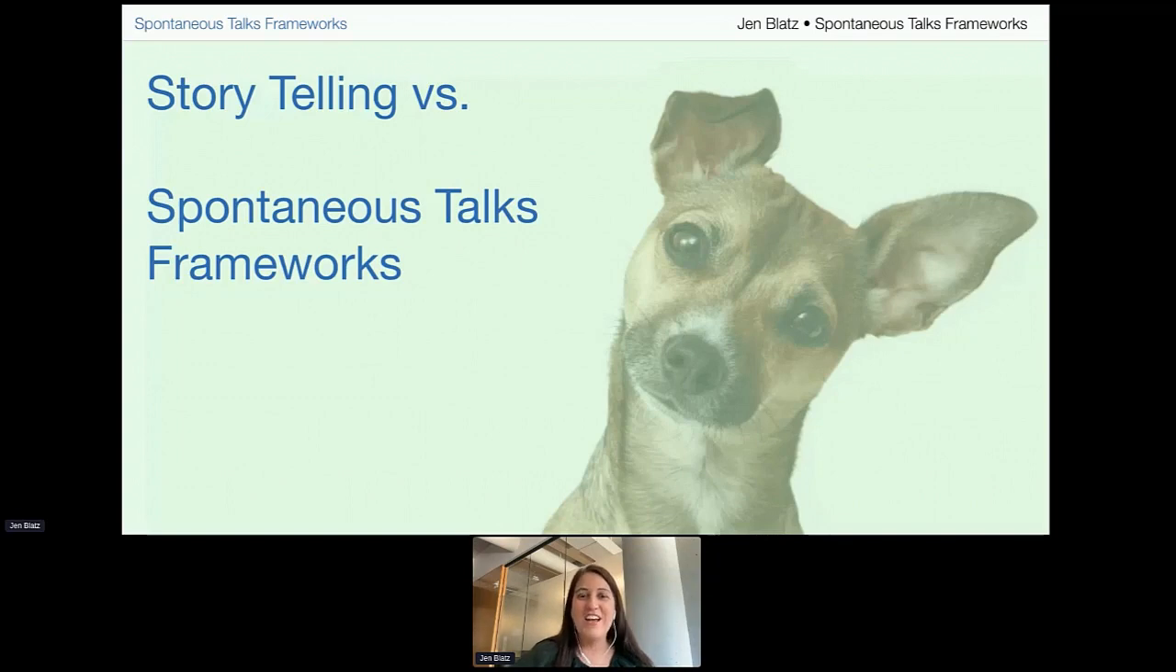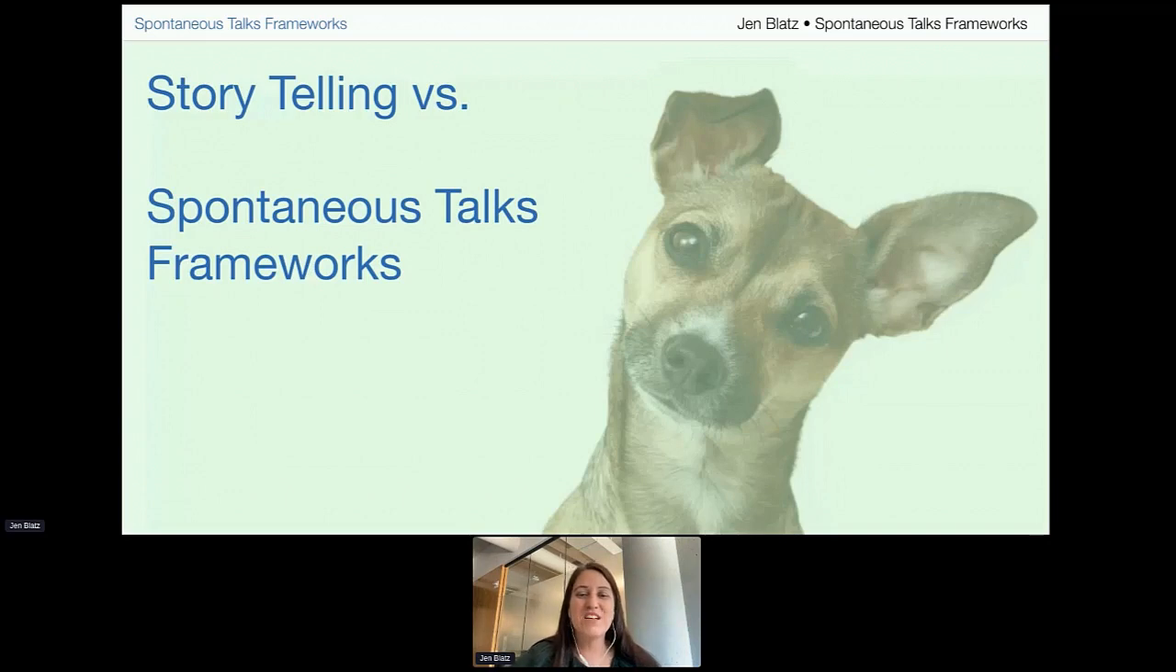So spontaneous talks frameworks, I know that's a mouthful, are less about tall tales and more about organizing your thoughts quickly using a framework. Who doesn't love a good framework? And who doesn't love a shortcut to help them get organized so they can jump right in and start sharing right away? And who doesn't love a way to reduce anxiety when you have to talk to other people? I know I love all of those things.